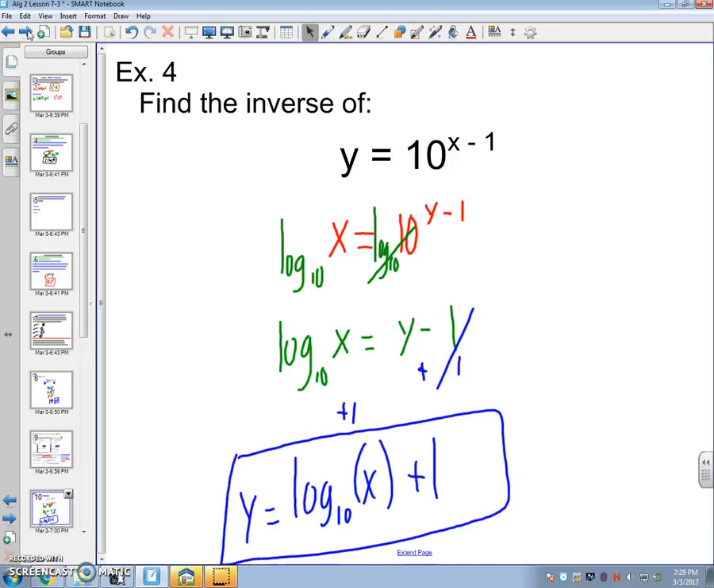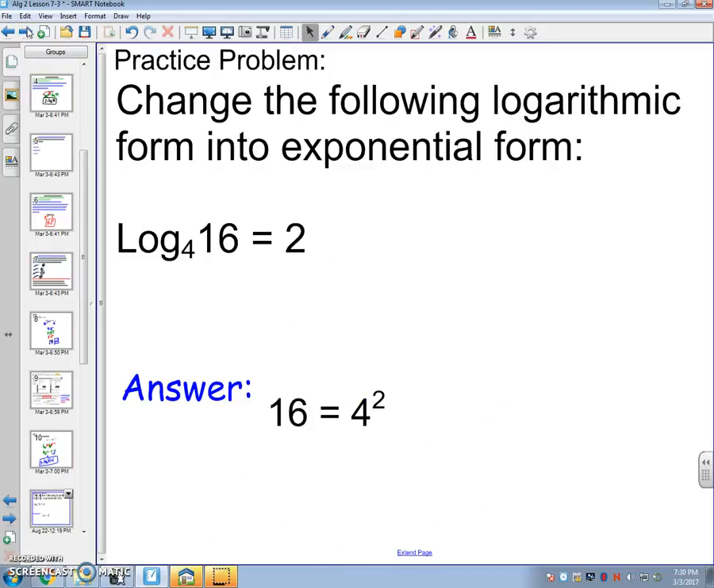All right, so logarithms and exponential functions are inverses. You use the other to get each other. All right, here's your practice problem. Change the following from logarithm form into exponential form. Follow the formula or do my trick. Either log both sides or exponentiate both sides. There's your answer. If you knew that, you should be fine for class.